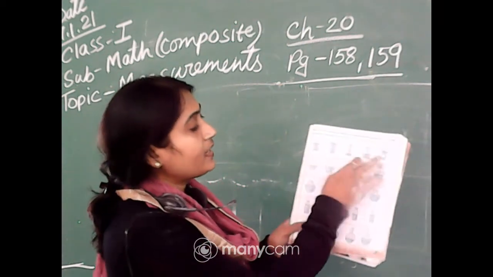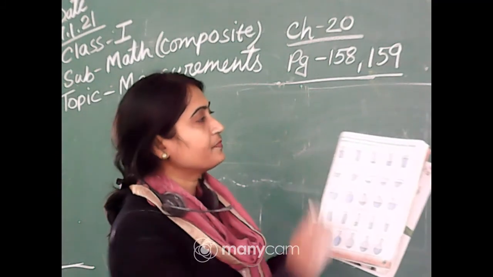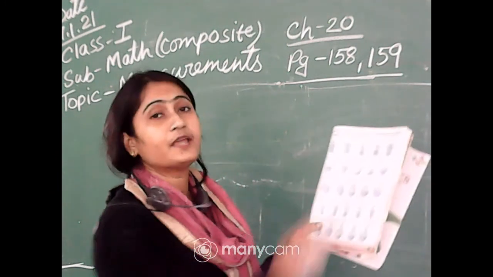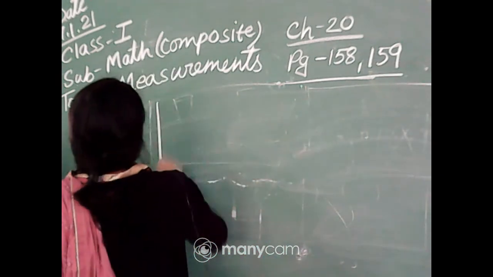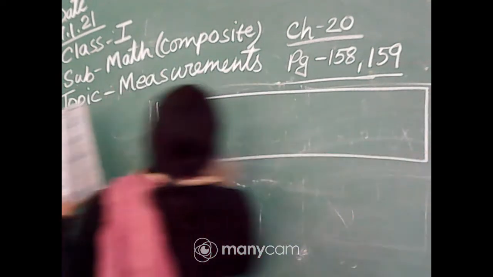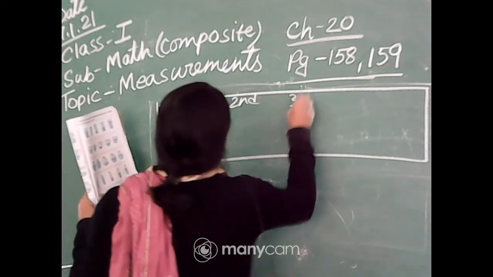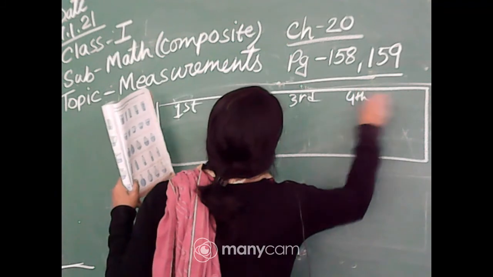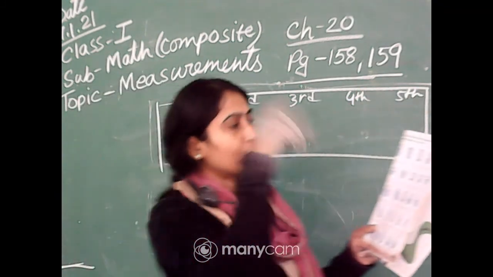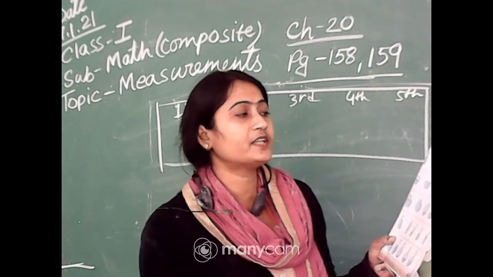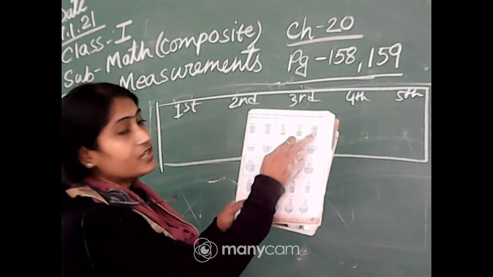There are many containers. In the first picture there are 1, 2, 3, 4, 5. I will not draw. There are the 5 containers in the first picture. I will just write down numbering. First container, second container, third container, fourth container and fifth container. Here you have to cross the container which has largest quantity.